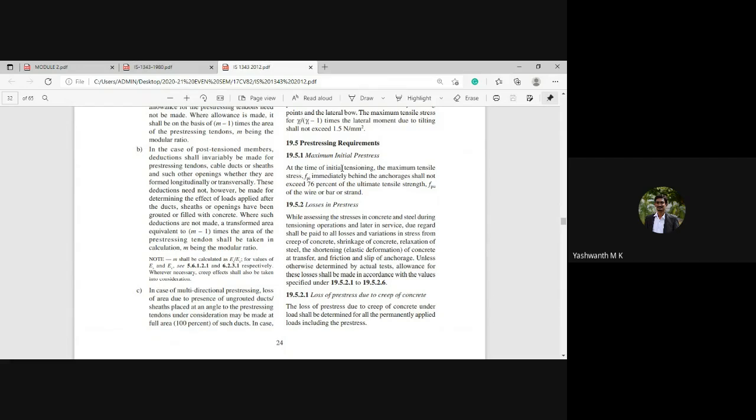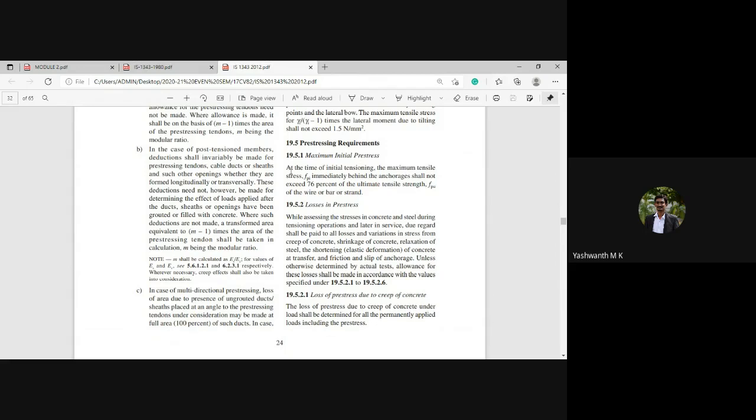That is, at the time of initial tensioning, the maximum tensile stress, that is FPI, initial tensile stress, immediately behind the anchorage shall not exceed 76% of the ultimate tensile strength of the wire, or it may be a bar or a strand. So this is the important clause they have mentioned. Whatever the initial pre-stress that comes from the pre-stressing steel, that should not exceed 76% of the ultimate tensile strength value of a wire or a bar or a strand.